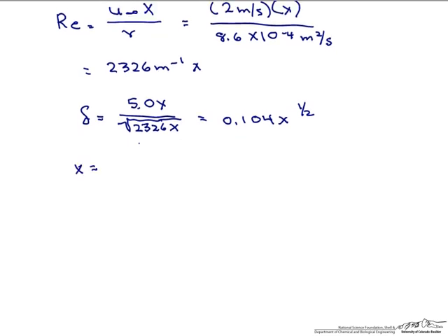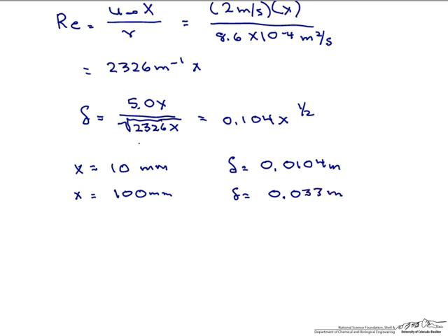Let's look at this at different points on the plate. So let's say we look at 10 millimeters down our flat plate. Our boundary layer thickness is going to be 0.0104 meters. We look at 100 millimeters, and our boundary layer is 0.033 meters. And as we expect, as we go down further on the plate, our boundary layer thickness is going to increase.